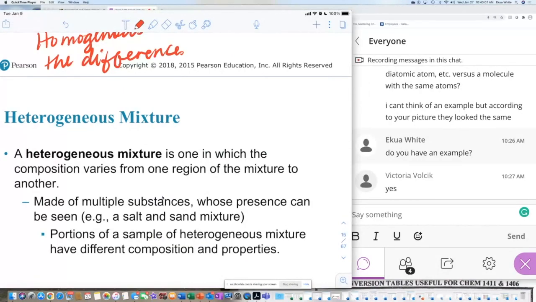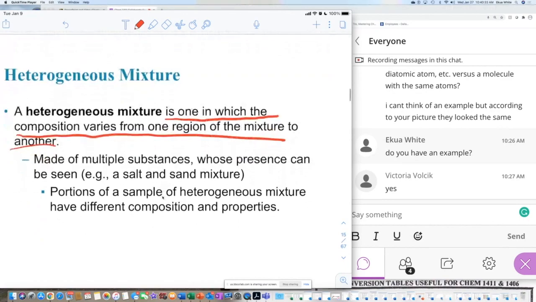Okay, I'm back. So with the heterogeneous mixture, we're told here, this is the one where you can visually tell there's a difference. The composition varies from one region to another. So you can have some areas that are more concentrated with one component or the other, or you can have an area where everything looks more uniform. So the composition doesn't really matter that much. Okay? So give me an example here, and the example we have here is salt and sand mixture.